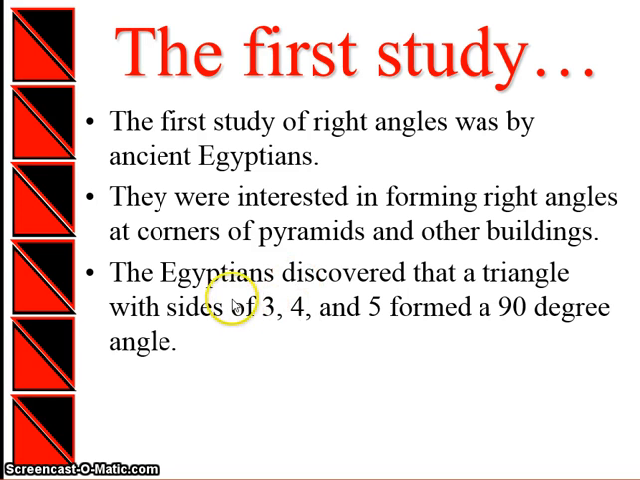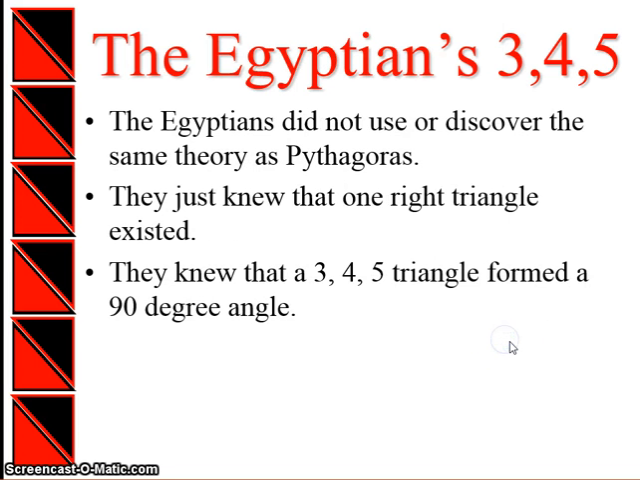Well, what the Egyptians discovered that made their building so successfully firm was that a triangle existed with side lengths of 3, 4, and 5, and if it had those 3 side lengths, then it formed a 90-degree angle, and they used this fact to test every corner of their pyramids and buildings.